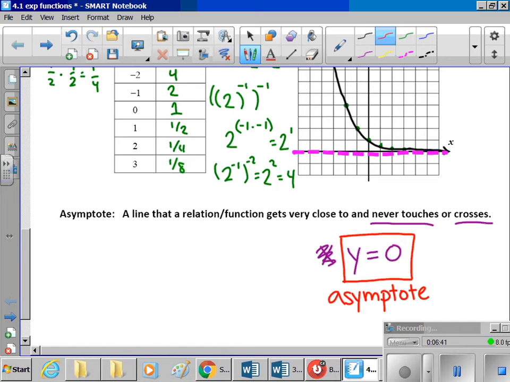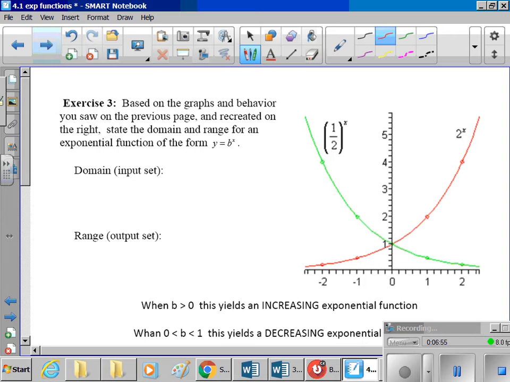And unless we do some translation, which we're going to talk about in a second, our asymptotes are always going to be at y equals 0. You can change that with some translation, which we're going to talk about, I believe, now. Yeah. All right. So actually, in one exercise.